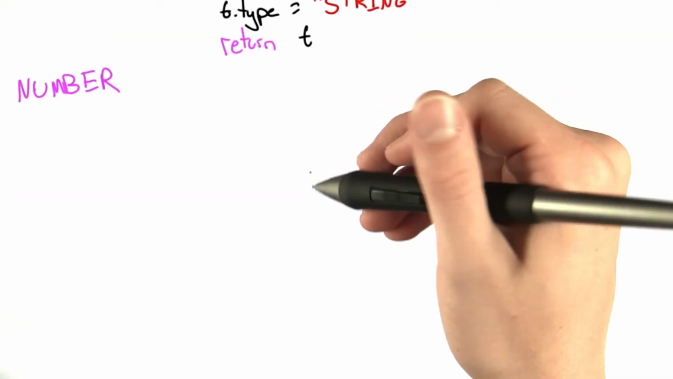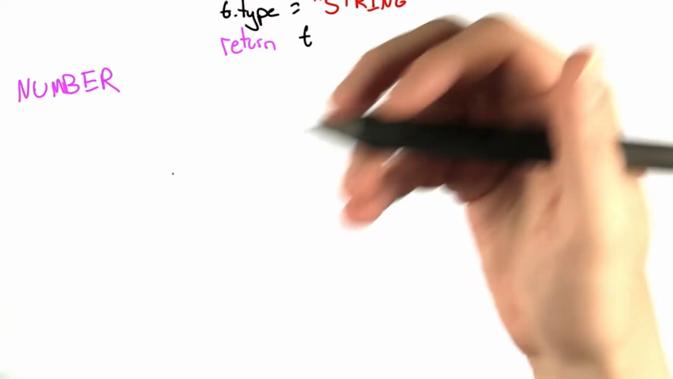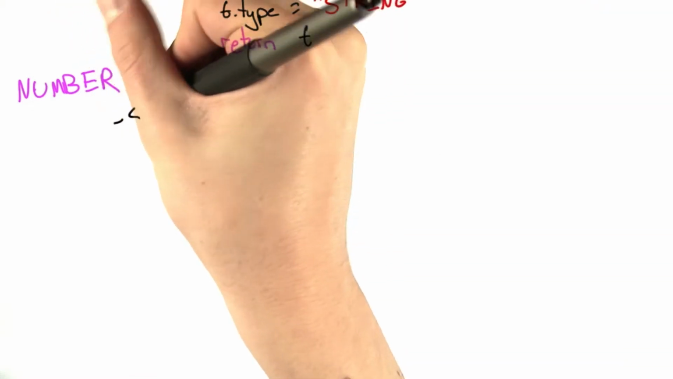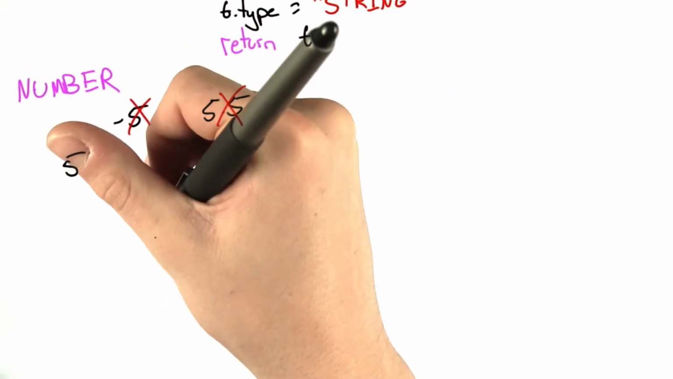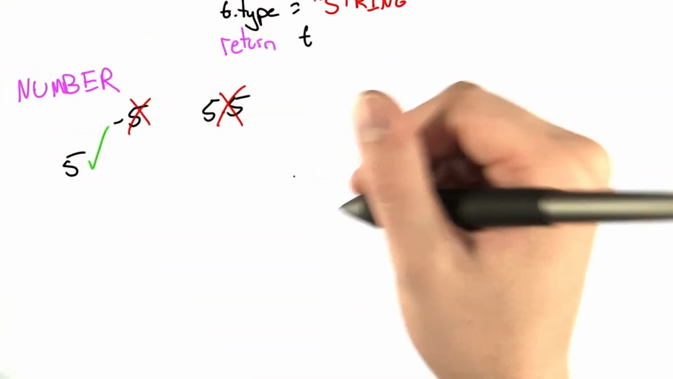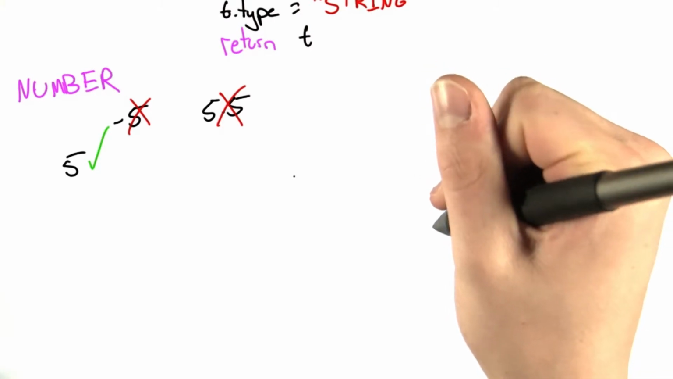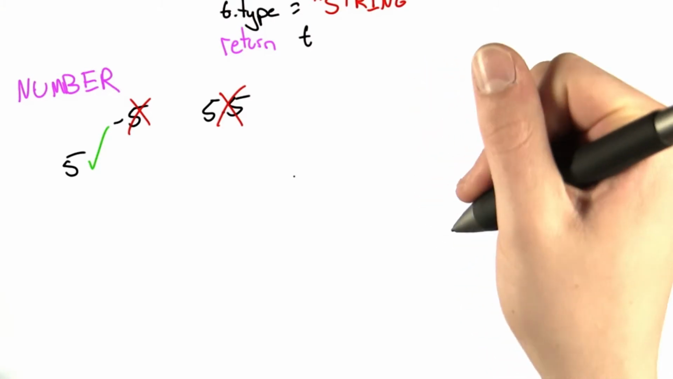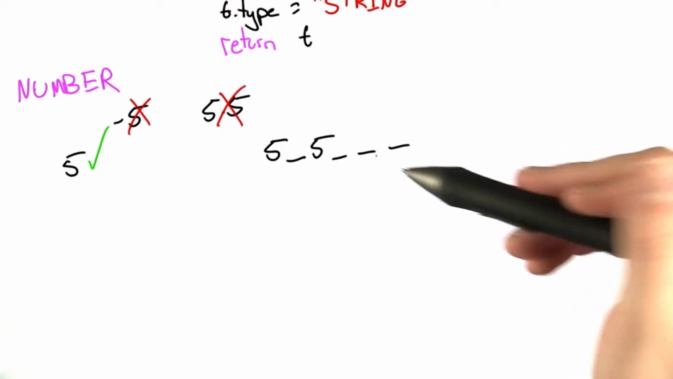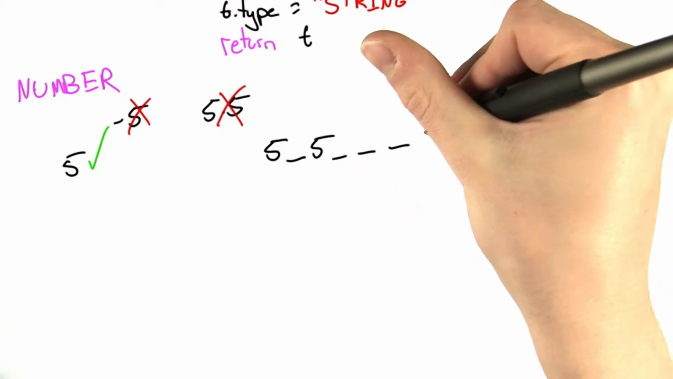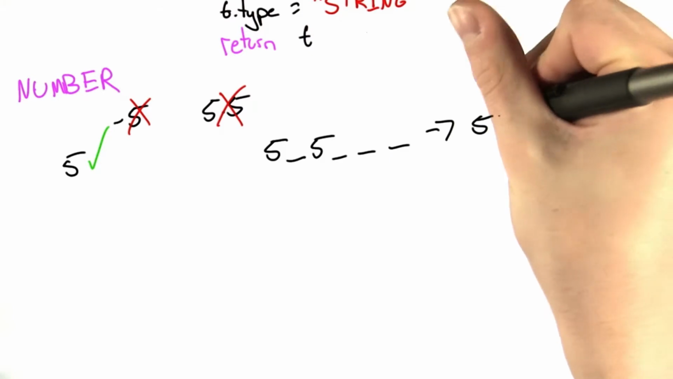Numbers in this language are a little bit different than Python. First off, the only numbers we have are positive integers. So -5 and 5.5 are both not valid numbers in this language. So one example of a good one would be 5. We're also allowed to put underscores anywhere in the number as long as it's not the first character in the number. So 5 underscore 5 triple underscore is going to be equivalent to just 55.